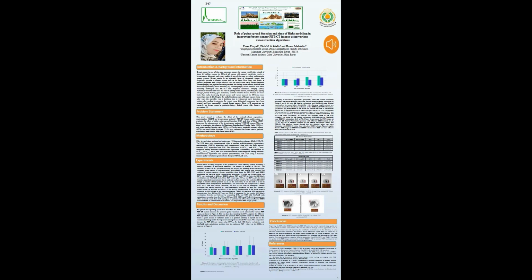50 breast lesion patients had undergone 18F-fluorodeoxyglucose, FDG, PET/CT. The PET data were reconstructed with a baseline ordered subsets expectation maximization, OSEM, algorithm and reconstructed data with the point spread function, PSF, algorithm with TOF. The differences in SUVmax and SUVmean were compared among different reconstruction algorithms.